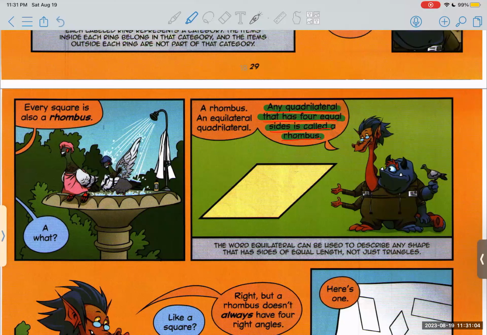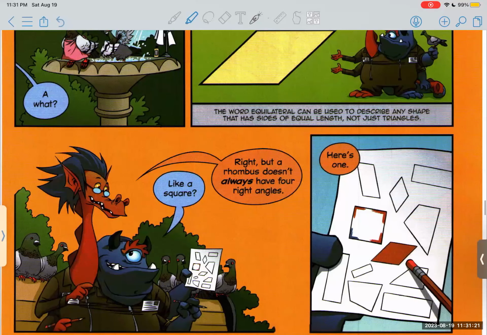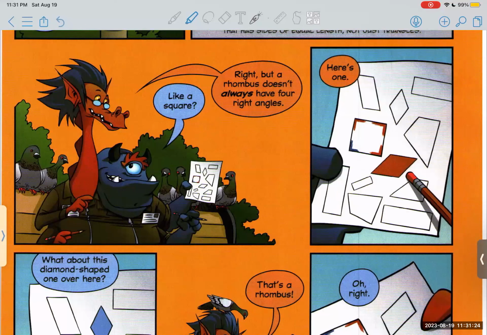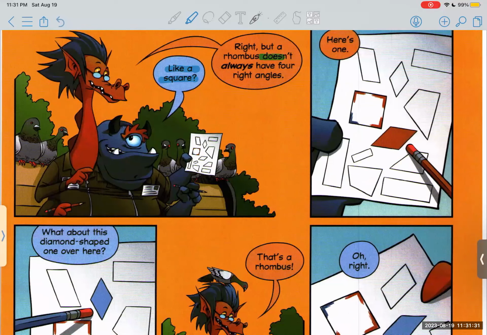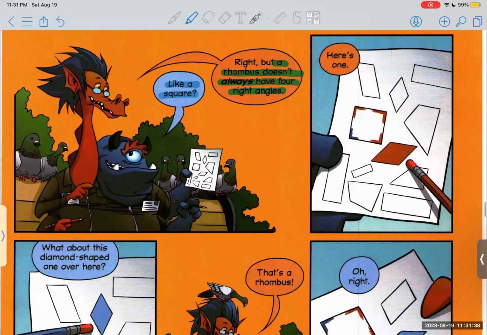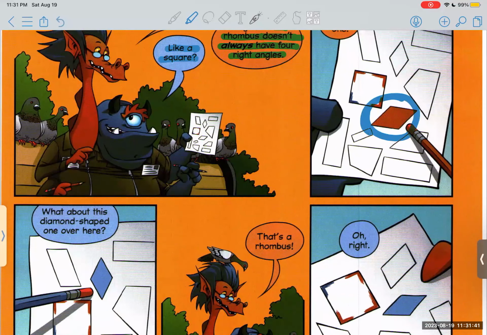We do have a rectangle. So four equal sides gives us a rhombus. Four right angles gives us a rectangle. And if we have both, then we have a square. A square is a rhombus, but a rhombus doesn't always have four right angles. So if we look right here, there's one that is a rhombus, has four equal sides, but it's not a square because it does not have four right angles.